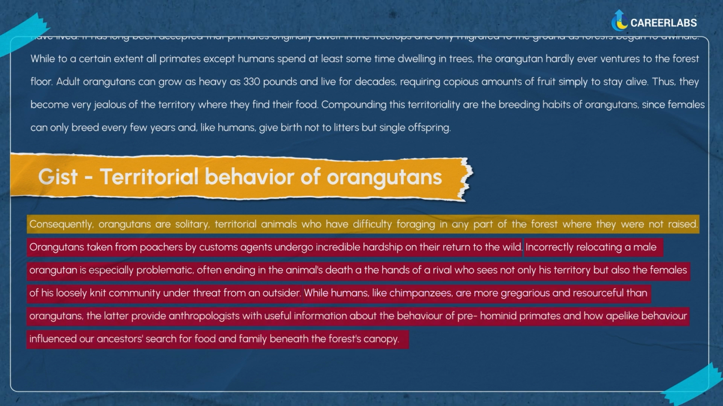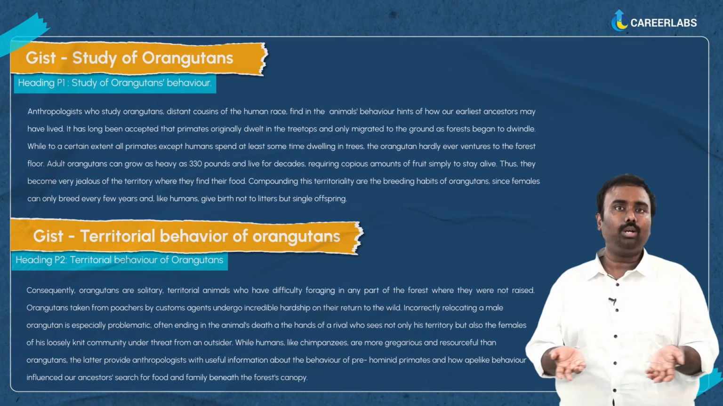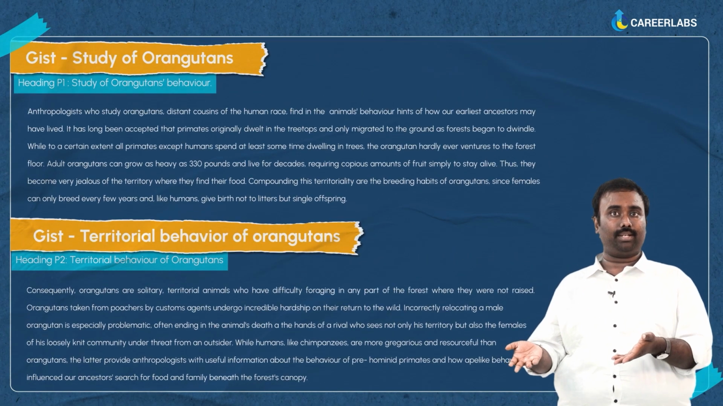So the only important line here was the first line. So let's make a heading for it. We could call it Territorial Behavior of Orangutans. That pretty much sums it up. That's how you apply Rosie to quickly and effectively read a passage. I hope you enjoyed this technique. Stay tuned for more.